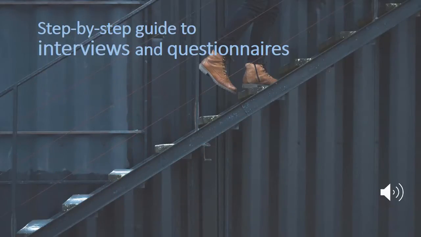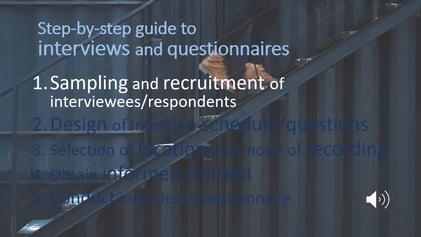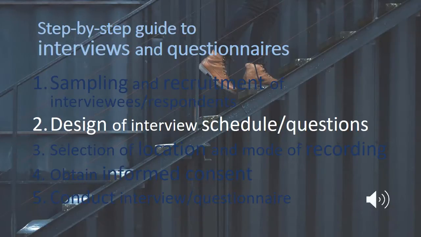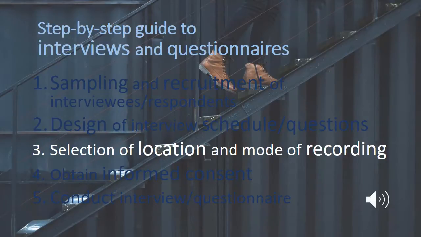So here is a step-by-step guide to interviews and questionnaires. Firstly, undertake sampling and recruitment of interviewees and respondents. Secondly, design the interview schedule or questions. The next task is to select a comfortable location and appropriate mode of recording data. This might involve respondents filling in a form, the researcher taking notes, an audio recording, or even a video recording.